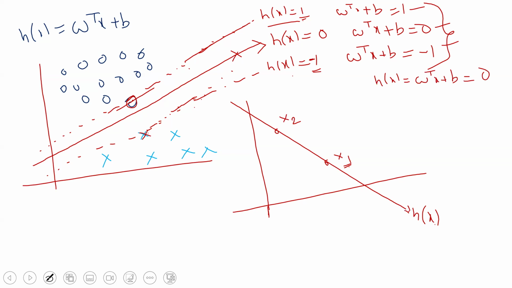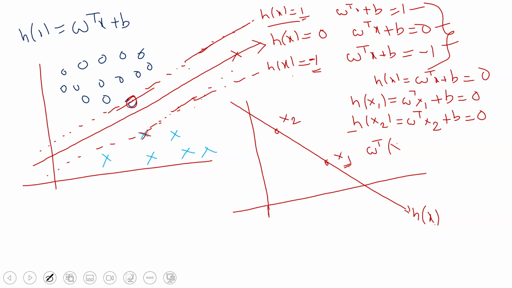Now if I substitute the point x1 inside this, it becomes w transpose x1 plus b is equal to 0. And if I replace x2 with this, h of x2 is equal to w transpose x2 plus b is equal to 0. Now if I subtract both of these, this becomes w transpose into x1 minus x2 is equal to 0. b and b will cancel, so I'm just subtracting this.